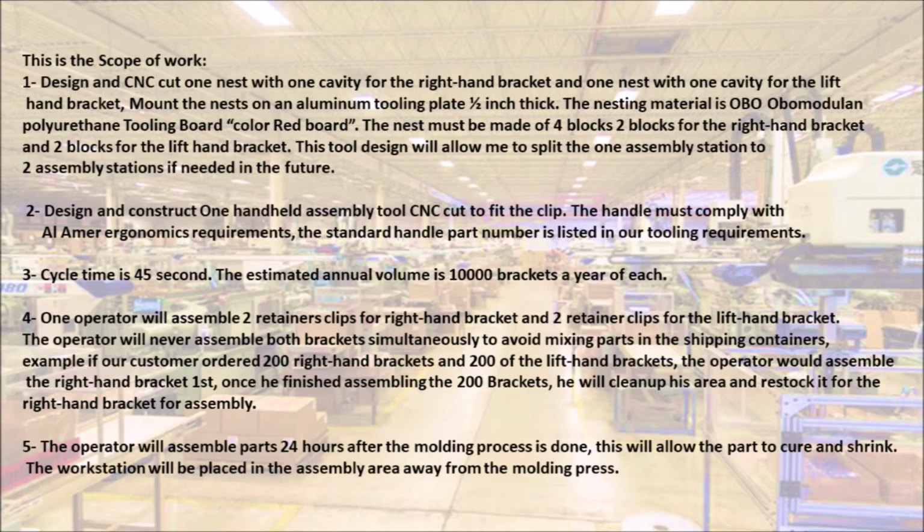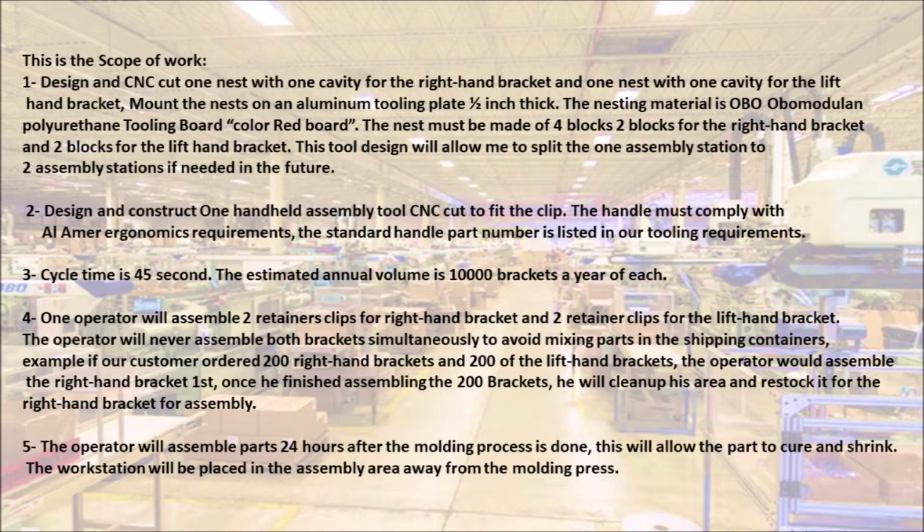2. Design and construct one handheld assembly tool CNC cut to fit the clip. The handle must comply with Amer Ergonomics requirements. The standard handle part number is listed in our tooling requirements. 3. Cycle time is 45 seconds. The estimated annual volume is 10,000 brackets a year of each.